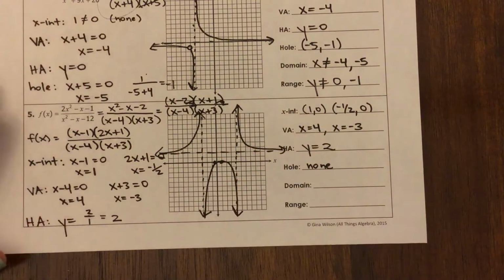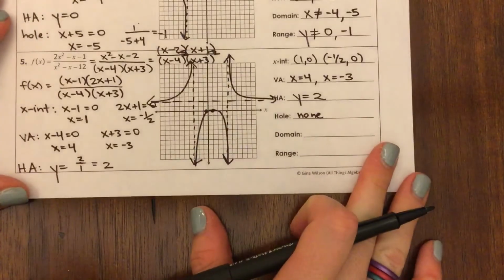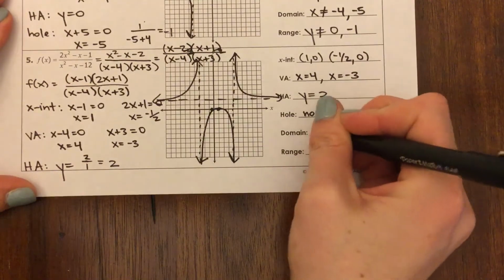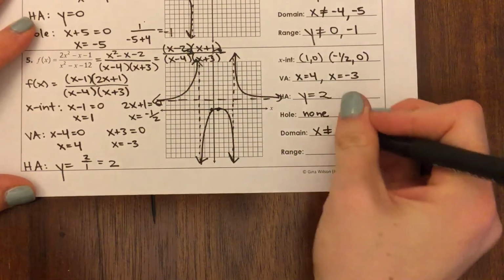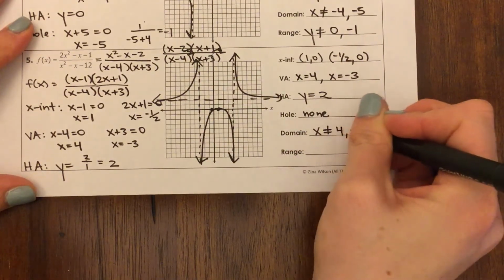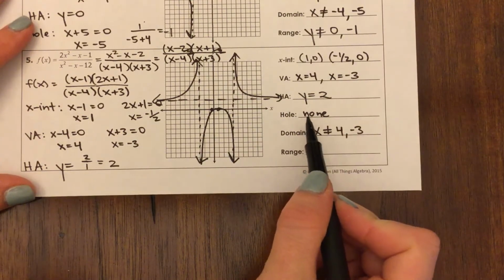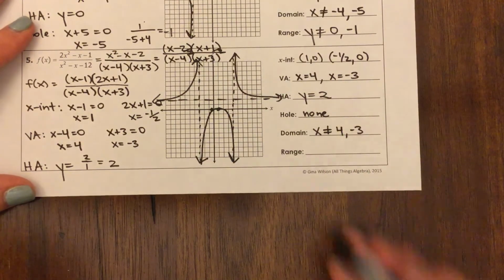Okay, so our graph looks something like that. Finish it off with the domain and range. So the domain, x can be anything but any vertical asymptotes that we have, which would be 4 and -3, and then any holes that we have, which is none. So there's nothing to add there.